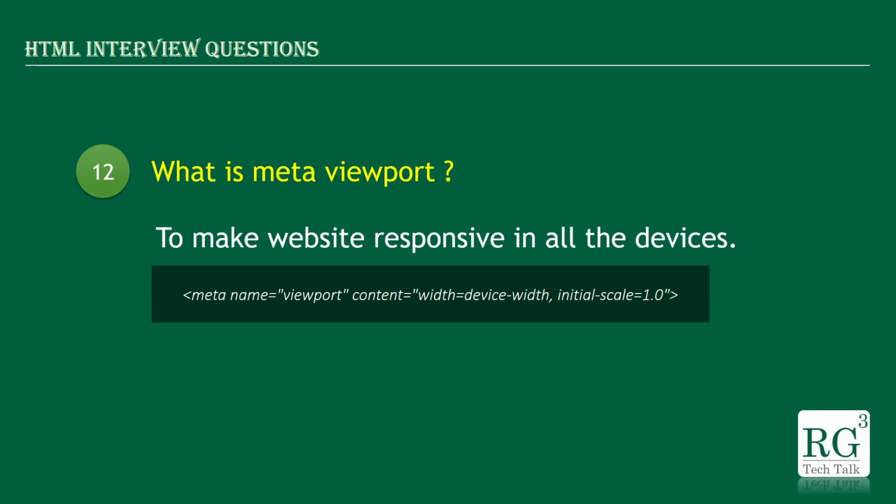For this we will be using meta name as viewport, content equals width equals device-width. That means whatever device you are viewing, the width will be set to the device width. Initial scale equals 1.0. Initial scale expresses the zoom level of your web page. Whenever the page loads, it will automatically be 1.0. If you want to change the zoom to 1.5 or 2.0, you can do that.